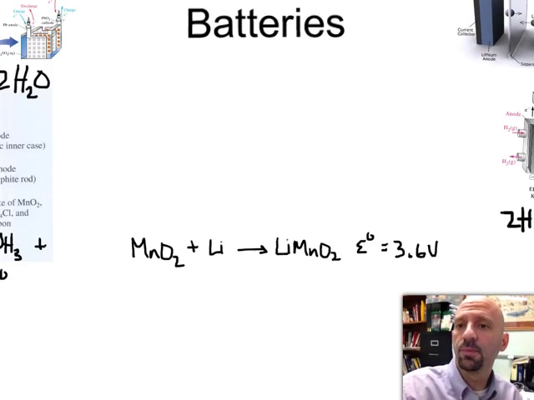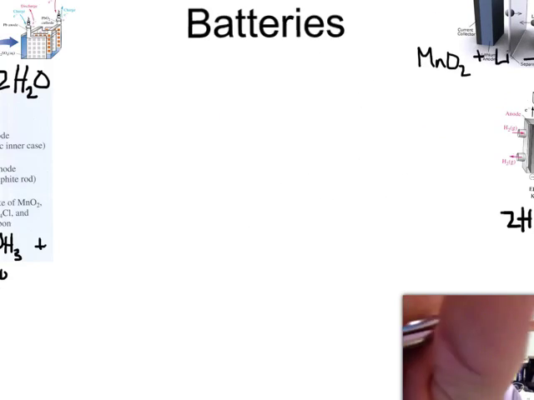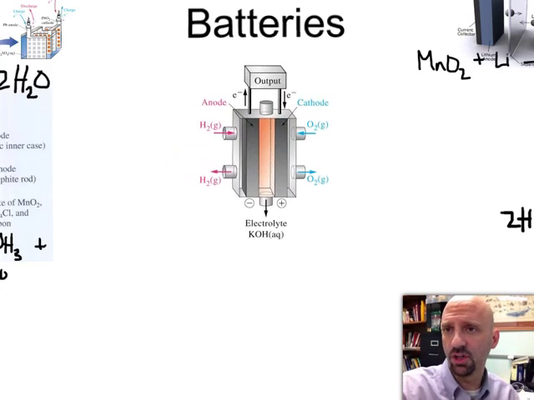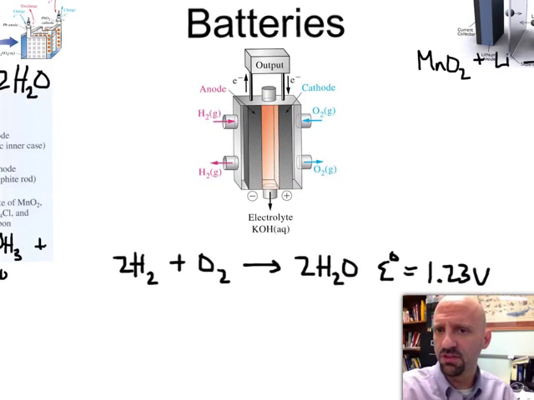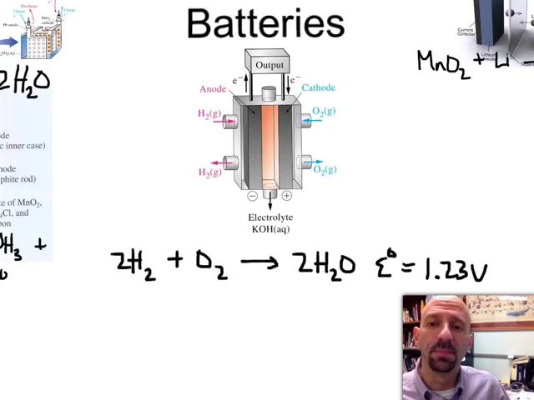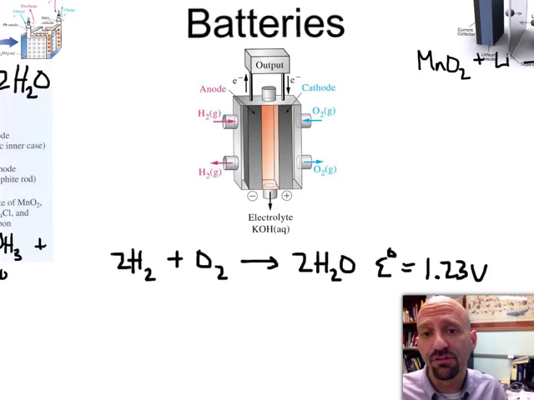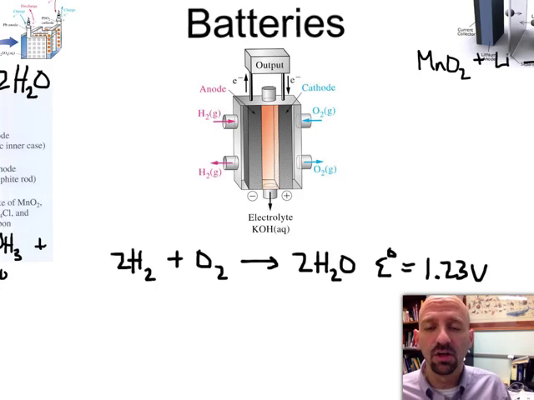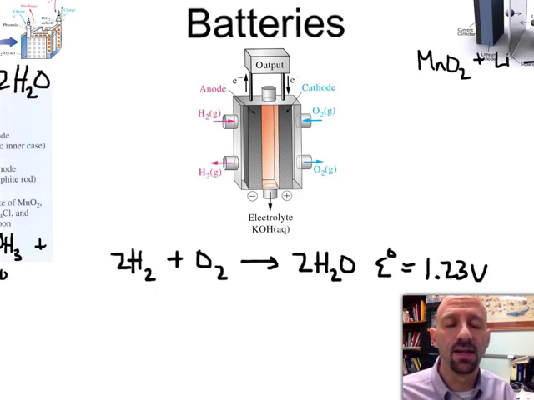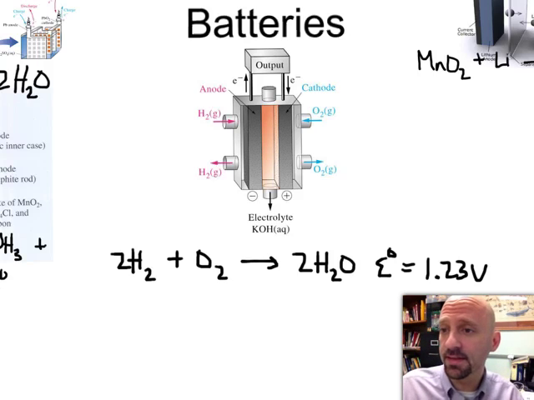And the last battery I'm going to show you is a fuel cell battery. And fuel cells may kind of be the wave of the future because, as you can see here from the electrochemistry, it's pretty darn clean, right? The byproduct of a fuel cell battery is water vapor. That can't get any more environmentally friendly when you think about it.